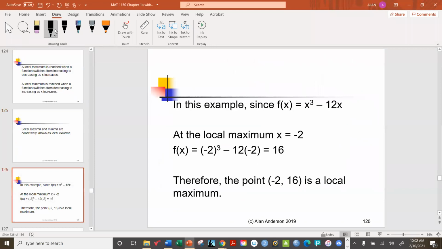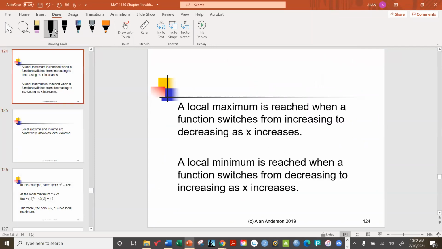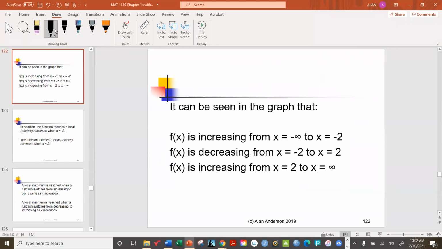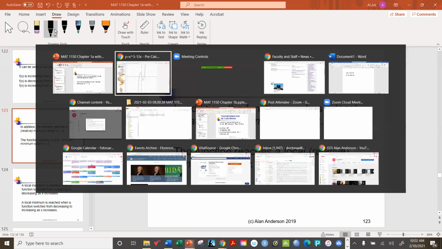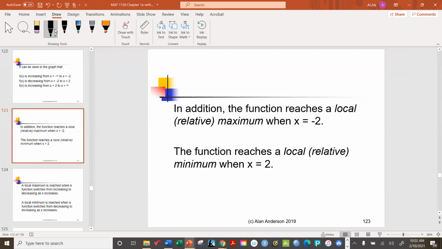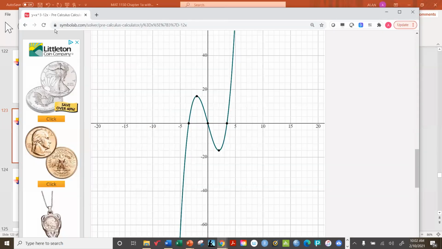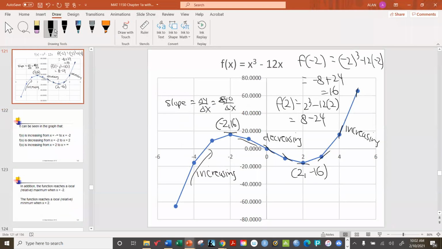Well, we can tell which is which. And by the way, because there's more than one place where this happens, the formal terminology here is this. Because the function will continue to rise and fall, we call this point a relative maximum.